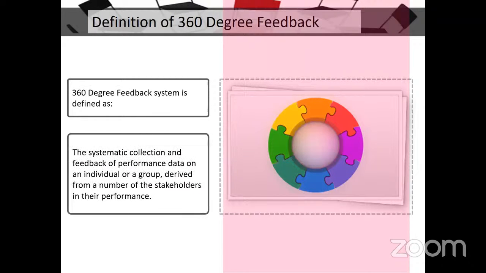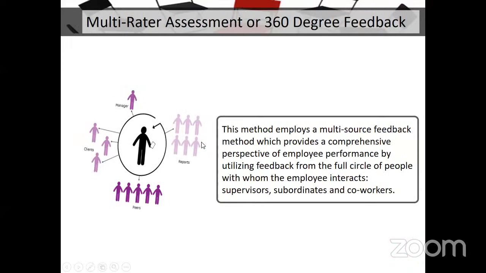So in summary, we can say that the 360 feedback system is defined as a collection of feedback of performance data on an individual or group derived from a number of stakeholders in their performance. This, like I said, is more of a summary of what I've said. And like you can see, it's a circle. So this is the employee here. All these people are stakeholders. And like we said, there'll be the manager. This is the employee. We have the managers.